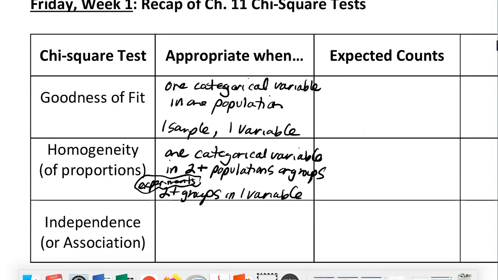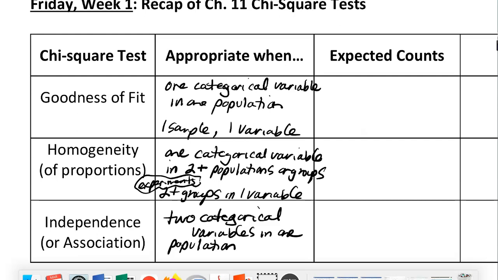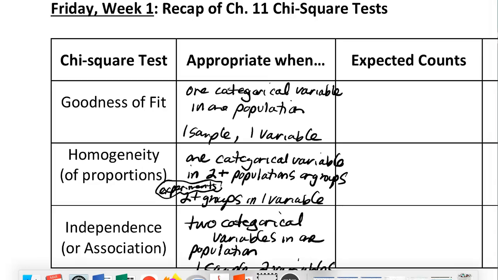And then lastly, a chi-square test for independence. You have two categorical variables in one population, or one sample is taken and two variables are measured. Another way to tell is if you have a one-way table, that would be goodness of fit. Either of these would be two-way tables. Some statisticians don't make a big deal about the difference between homogeneity and independence, but we do in AP Stats.